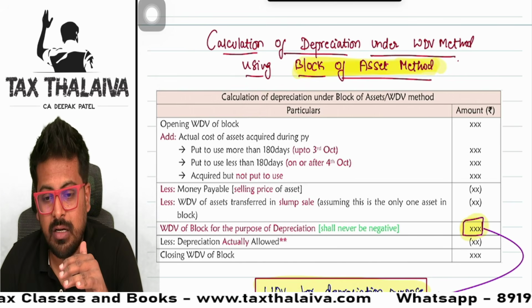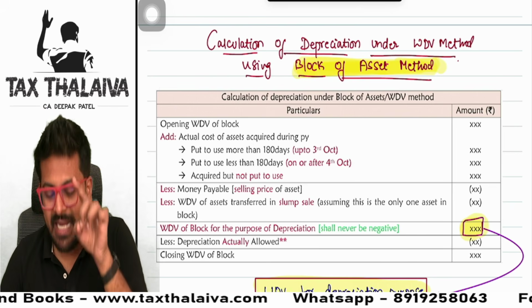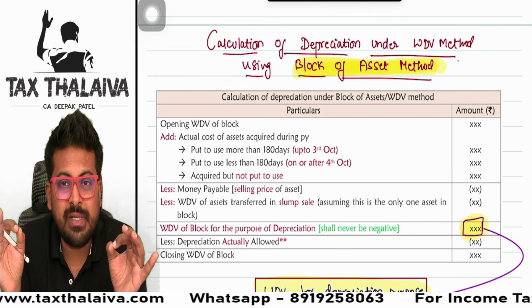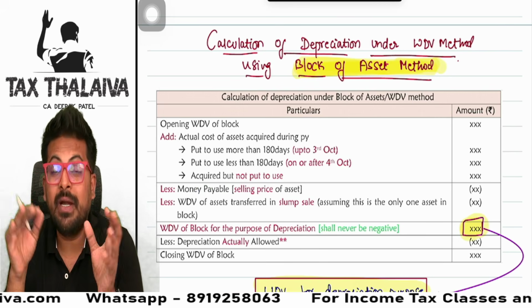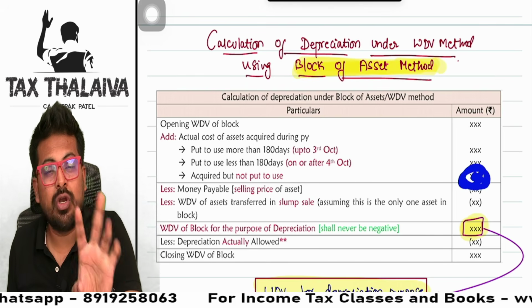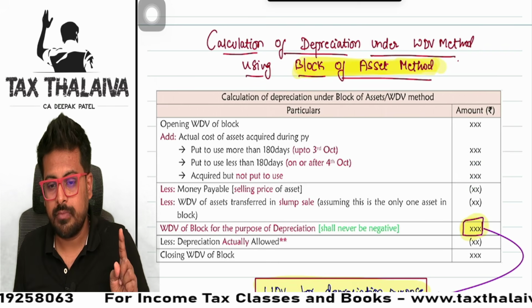But you will get a doubt, sir. For depreciation purpose, why are we adding the asset not put to use? Because it is not eligible for depreciation. Don't worry. That you will gradually know in some time. But we have to add it because ultimately it forms part of the block. You're not claiming depreciation on that, but it should form part of the block.